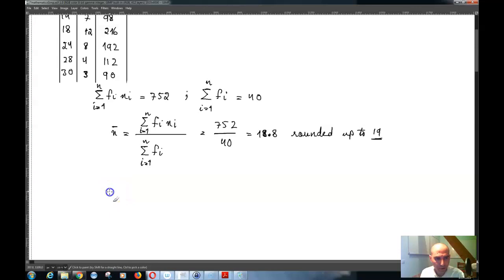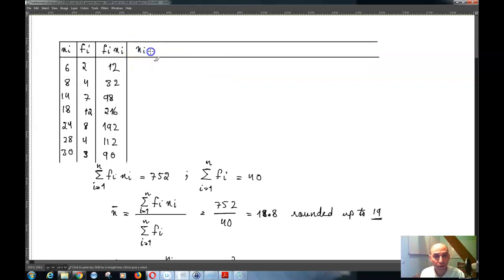Now my variance, or sigma squared, is equal to 1 over n times sigma of f of i times x of i minus x bar all squared, as i goes from 1 to n. So I need to calculate x of i minus x bar, all squared. Now x of i minus x bar is, for example, 6 minus 19, which is equal to negative 13. Negative 13 squared is equal to 169.